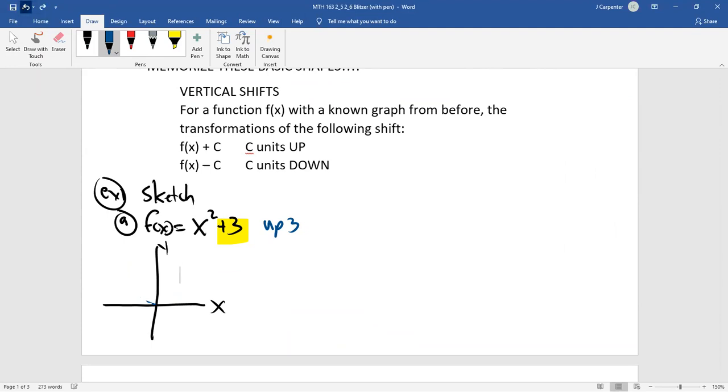When you move that up 3 units, instead of sitting at a height of 0, it's going to be sitting at a height of not 1, not 2, but 3. So there is that point that used to be on the origin, and then you just make a parabola shape from that, sketching it by hand, and there you go.